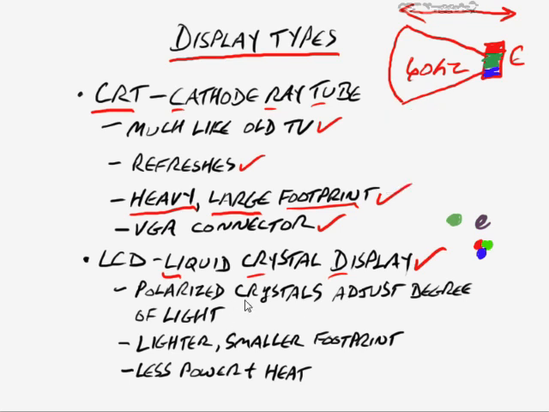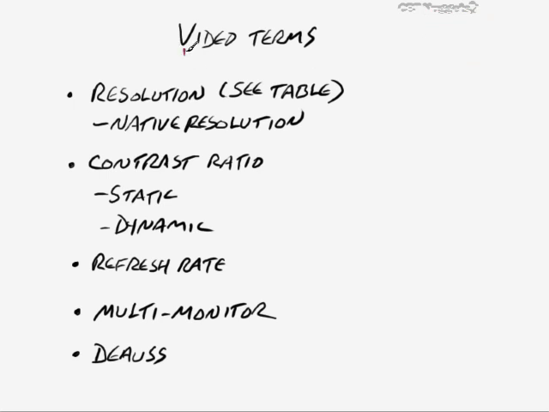So anyway, it's those polarized crystals that create that combination of light. And then we'll also get, with an LCD monitor, a much lighter and smaller footprint. Just like your LCD televisions are flat screens, so are these LCD display types for our computer monitors. And they're also going to require less power, and they'll generate less heat as well, so you have those advantages.